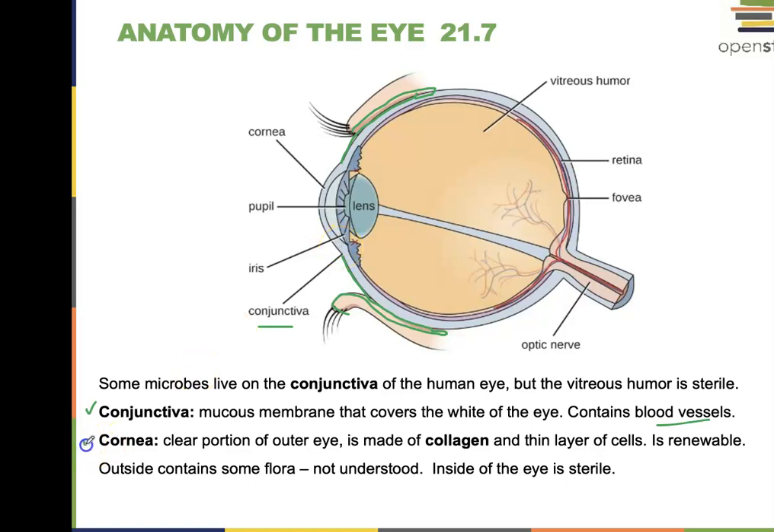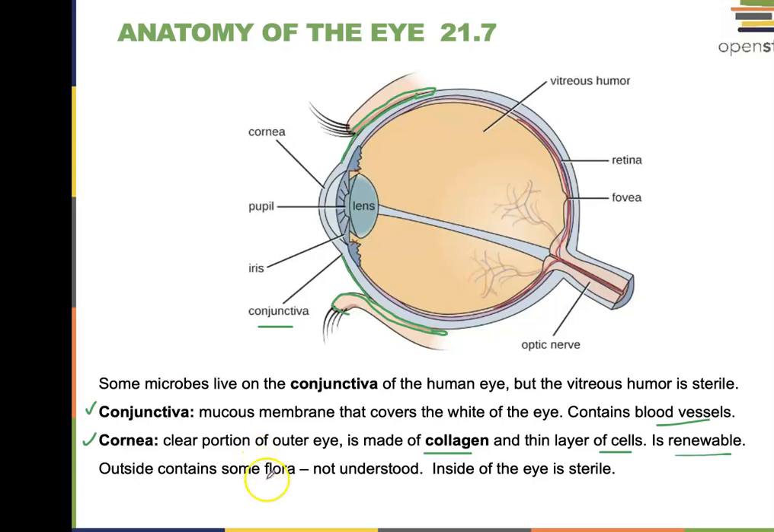Now, what is the cornea? The cornea is going to be made out of collagen, so our tough connective tissue. And there's a really thin layer of cells, which is kind of surprising because we're looking at the world and it's clear. But there are cells there and they can regenerate the collagen. So it is renewable. If you scratch your cornea, you damage your cornea, it can be regrown.